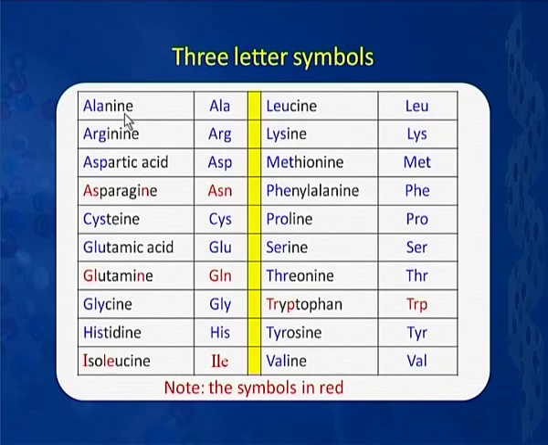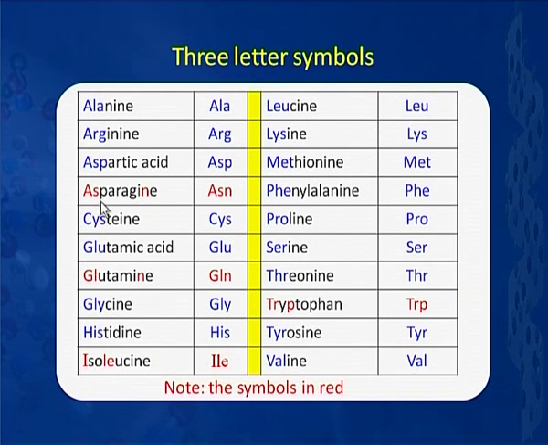Okay. Now, let us look at the 3-letter symbols here. What you find is most of it is very obvious. Say alanine. The first 3 letters are A, L, A. So, we have the symbol A capital, l small, a small. Similarly, arginine, aspartic acid, and so on and so forth, because most of them are very straightforward. Out of 20, 16 are very straightforward.